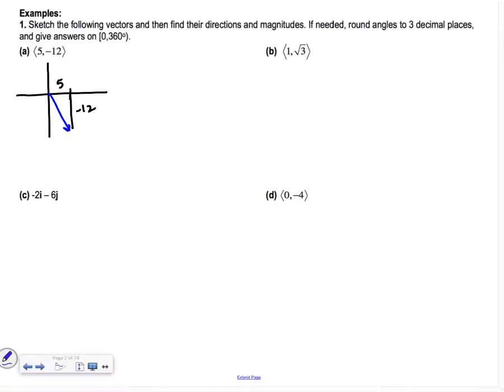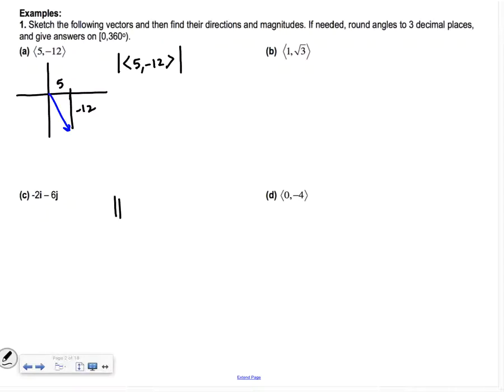Okay, it always starts from the origin and goes to that end point. So in order to find the direction and magnitude, the magnitude is just the length. The way that we represent the magnitude is we put little absolute value bars around the vector, 5, -12. Why do you do that? That just means length. That's the way we represent length.